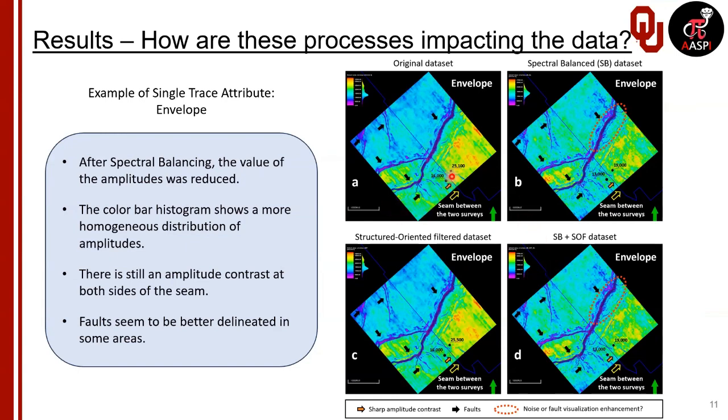We can see in the original data set how the amplitudes have a sharp contrast at both sides of the seam, which doesn't have any geological sense. If we are interpreting this, we notice that something weird is happening there. After the application of the two methods, we can see a slight improvement. We don't solve the problem of the sharp contrast, but the amplitudes are more homogenized across the seam.